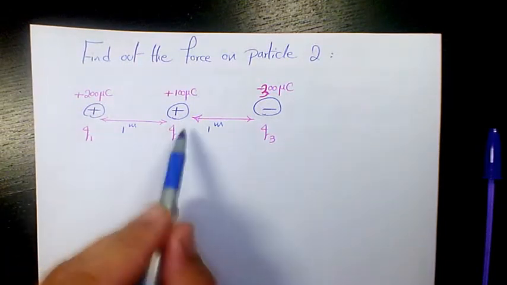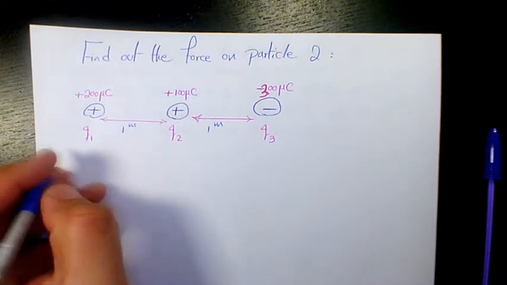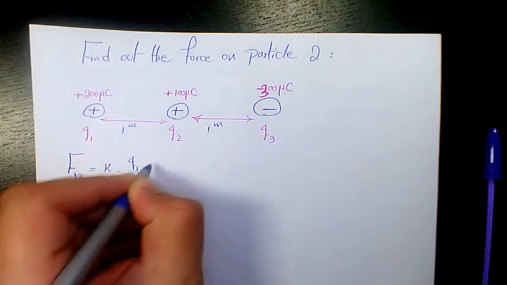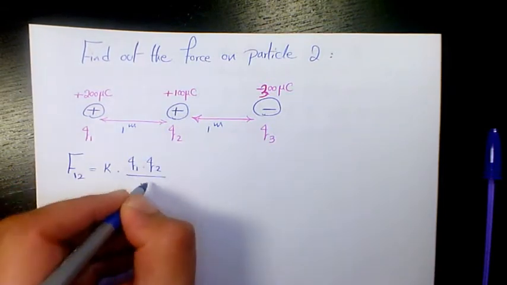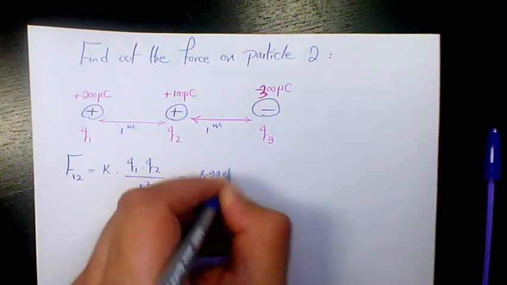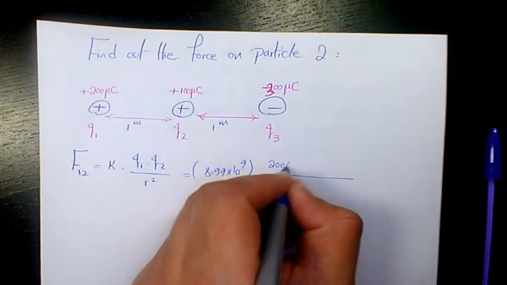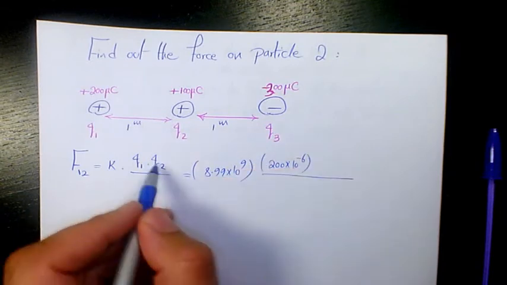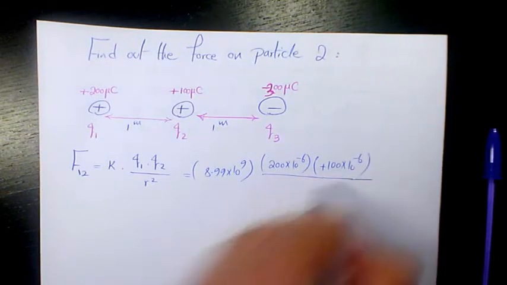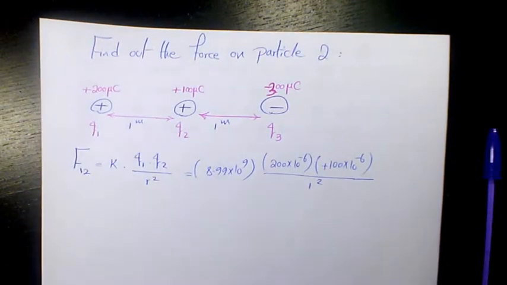Let's find out the force on Q2 due to the presence of Q1. So we have F12 equals K times Q1 times Q2 divided by R squared. K is 8.99 times 10 to the power of 9. Q1 is 200 times 10 to the power of negative 6. Q2 is 100 times 10 to the power of negative 6, divided by 1 to the power of 2, because the distance is 1 meter.